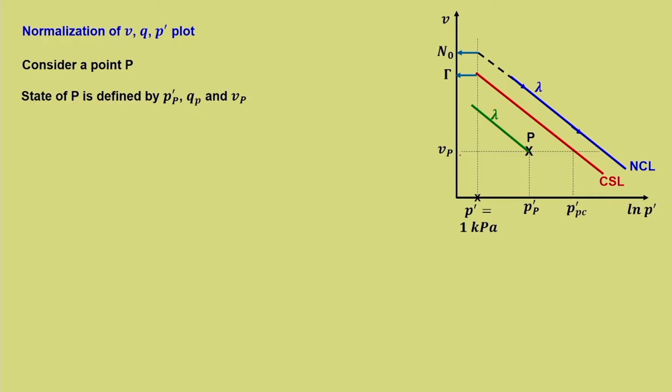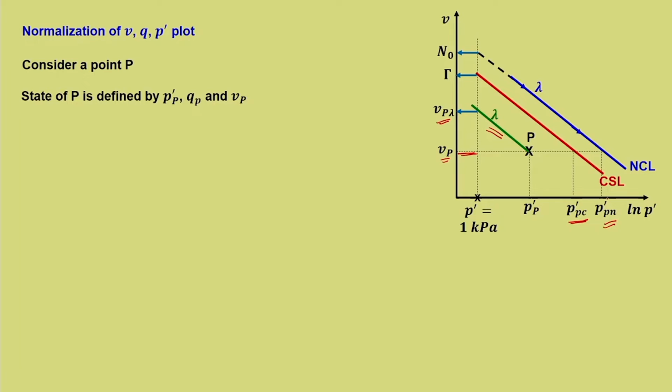Now corresponding to this particular VP, if we draw a horizontal line, we can also find P dash corresponding to that on the critical state line, and that is P dash PC. The value of specific volume corresponding to 1 kilopascal on the line through P is given by VP lambda. The effective stress corresponding to VP on the NCL line is given by P dash Pn.